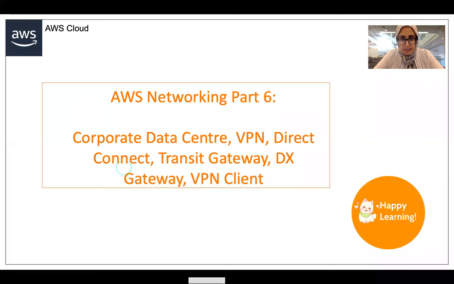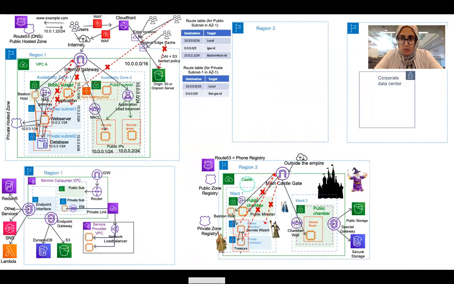The next part is, I would say, VPN and Direct Connect, Transit Gateway, Direct Connect Gateway, and VPN Client. So the bigger concepts: you wanted to connect your corporate data center to your AWS network. How do you do that?